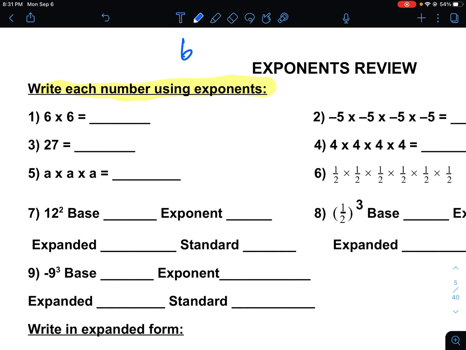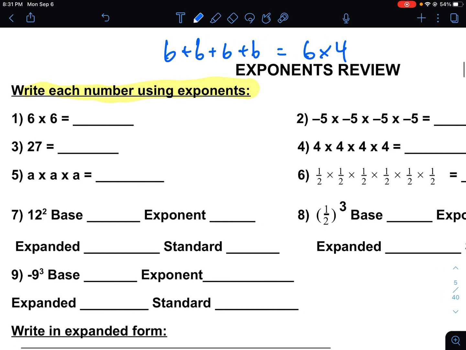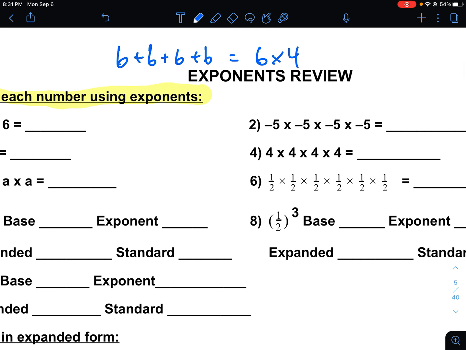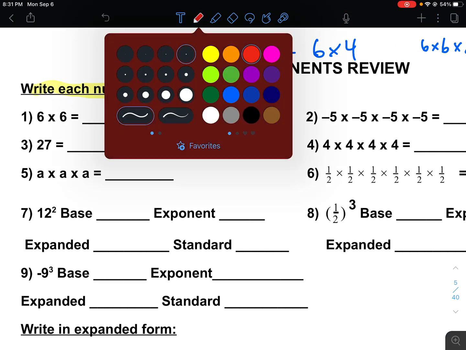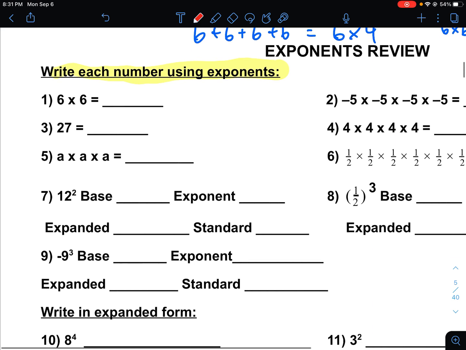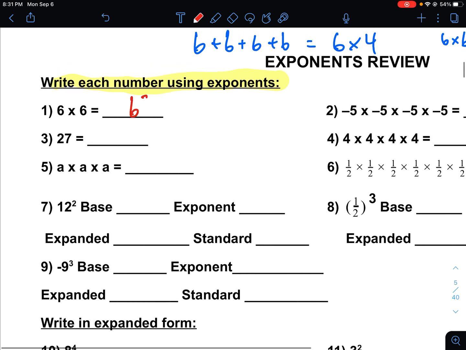Just like 6 plus 6 plus 6 plus 6, a faster way of writing that would be 6 times 4. Exponents are very similar to that, except it would be like, what's 6 times 6 times 6 times 6? That can be written as 6 to the 4th. So let's go down to 6 times 6. You are multiplying 6 twice, so it is 6 squared, or 6 to the second power.